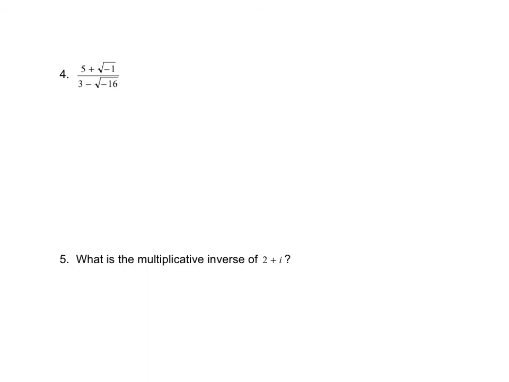Example number 4. Okay, we can't use i part in this case because we have radicals. Well, let's see if we can simplify those radicals. So we have 5 plus, the square root of negative 1 is i. We don't have a radical anymore. 3 minus, the square root of negative 16 is 4i. So we don't have a radical anymore. Because remember, negative 16 really is 16 times a negative 1, which is 4i.